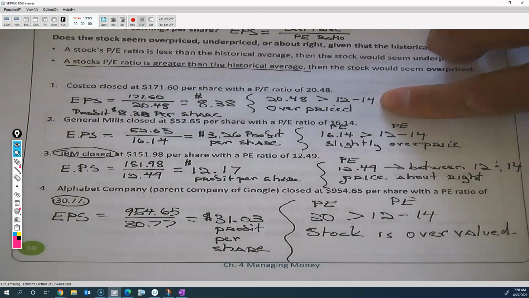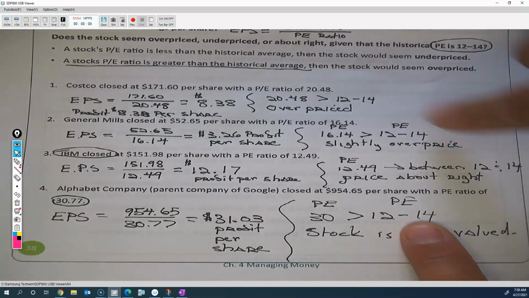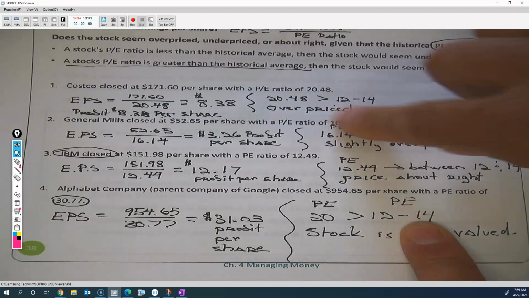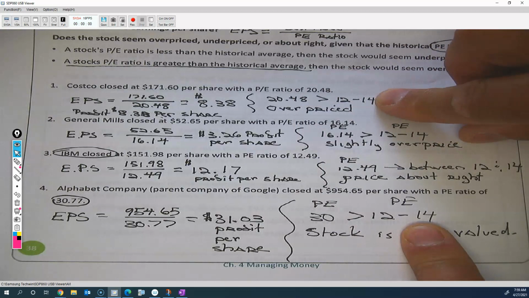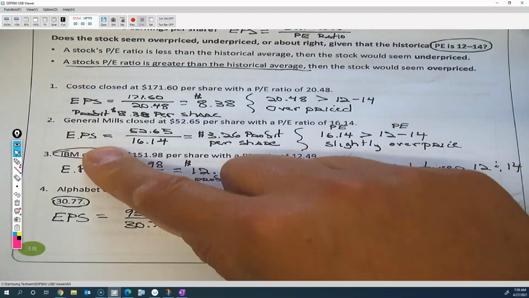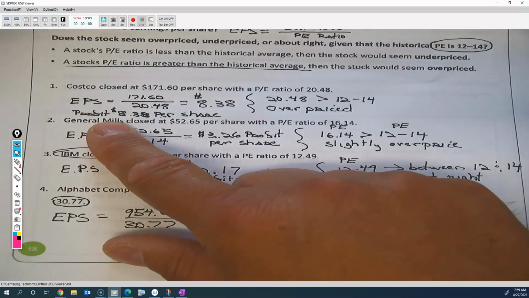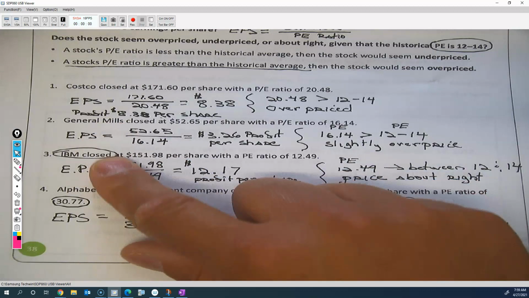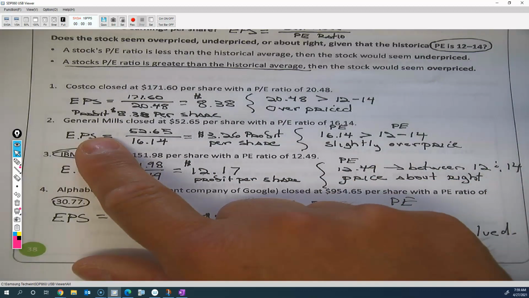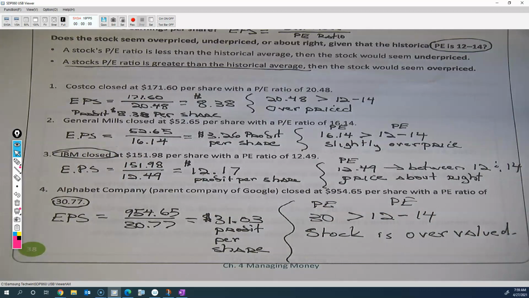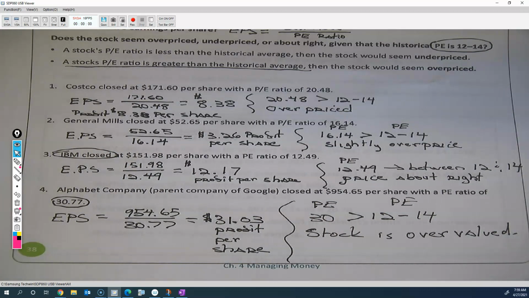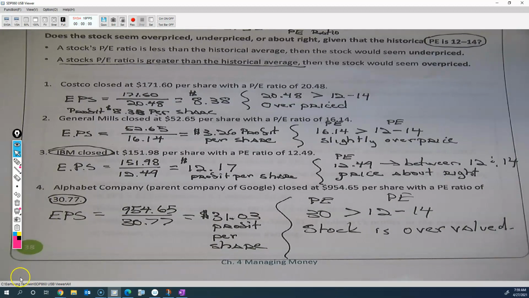So you always want to use the PE average for the sector of the business that you're looking at. This 12 to 14, we did it just to make things simple on these problems. This number would change based on, General Mills, what do they make? Cereal and food and dog food and stuff like that. IBM is business machines, copiers, computers, etc. Okay, all right, guys, so that takes care of PE ratios.